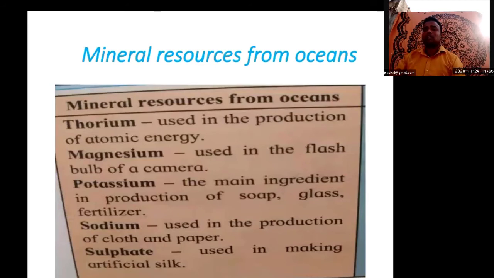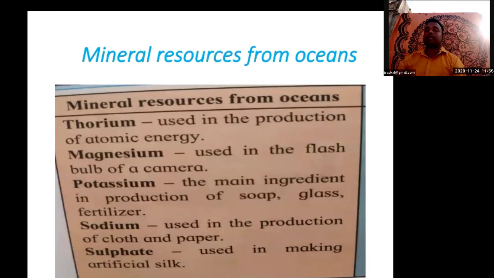produce atomic energy. Next, magnesium, used in the flash bulb of the camera. Yes, nowadays we are using the camera. It helps the flash bulb of the camera. Then potassium is an ingredient in the production of soap, glass, and fertilizers. That is potassium. And sodium is used in the production of cloth and paper.